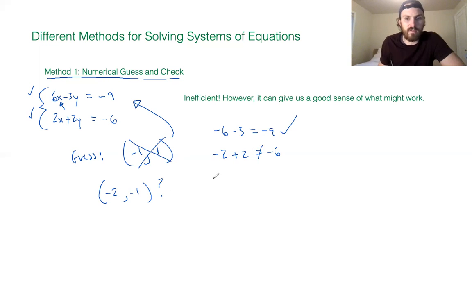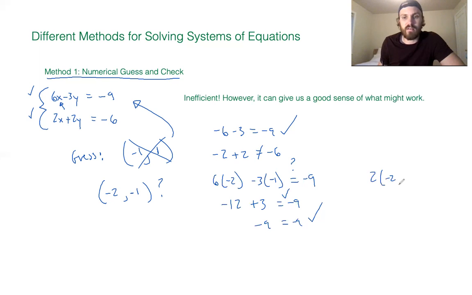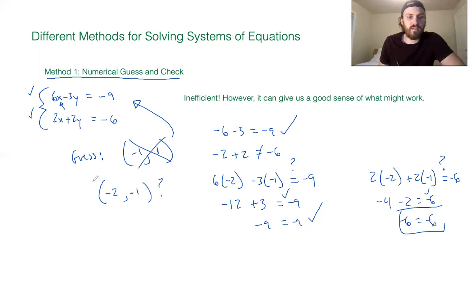Because if I plug in -2, 6 times -2 minus 3 times -1 is equal to -9? I'm wondering if that's true. I'd get -12 plus 3 equals -9. Yes, -9 equals -9, so it works for that equation. And on the other one, I would get 2 times -2 plus 2 times -1 equals -6? Does it? -4 minus 2 equals -6. Yes, -6 equals -6. Okay, so it looks like this is actually the solution.